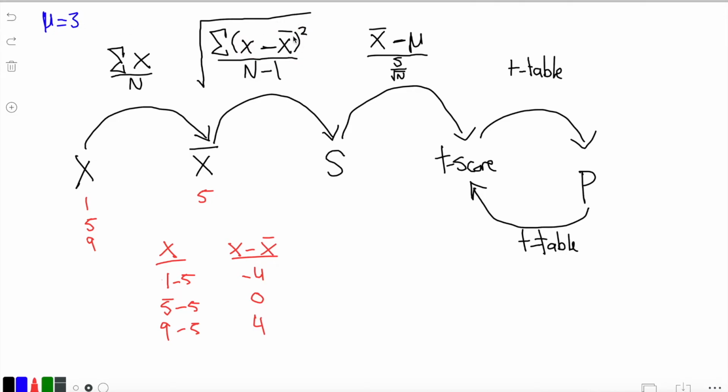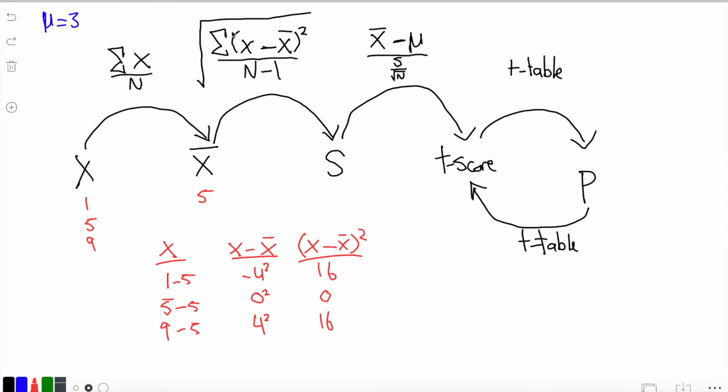The next part is to square these numbers. So what we're going to do is we're going to have our x minus mean squared. And so we're going to square that number, and then that number. That's going to give us 16, 0, and then 16. So now what we've computed is this part here.